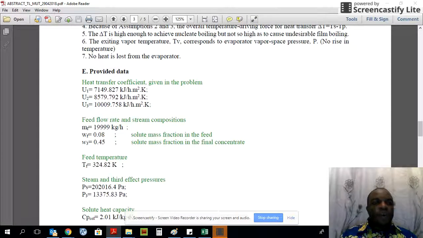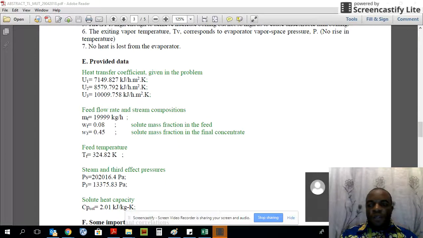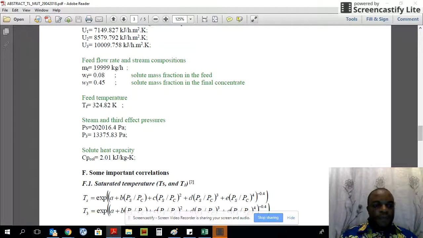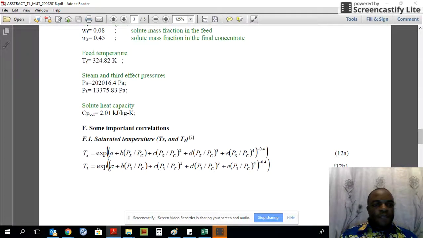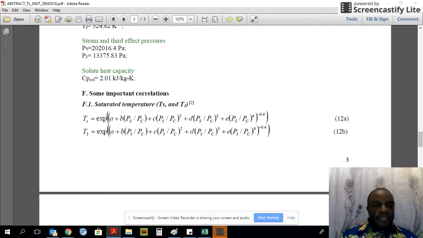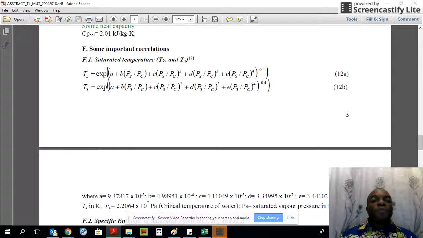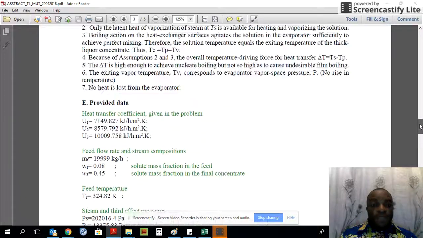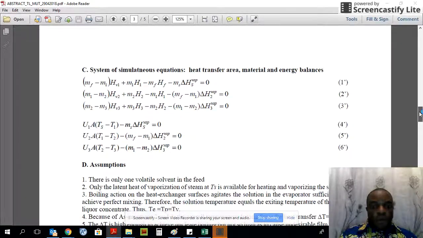To solve the problem, you have all the data which were provided to us: heat transfer coefficient, feed flow rate and stream composition, feed temperature, steam and third effect pressures, solid heat capacity. Now, we are going to use various correlations found in the literature to determine the saturation temperature as well as different enthalpies, which are found in that system of equations.